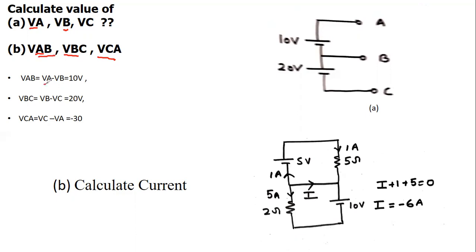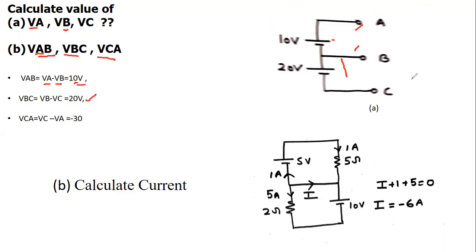VAB is VA minus VB. In this case, A and B have only a battery of 10 volts, and A is connected to the positive terminal. So voltage VAB is VA minus VB, equal to 10 volts. Similarly, VBC is VB minus VC, because B is connected to the positive terminal. So VBC is equal to 20 volts.